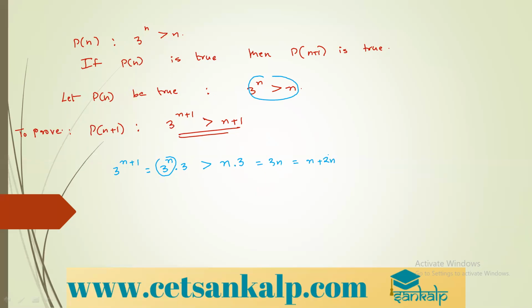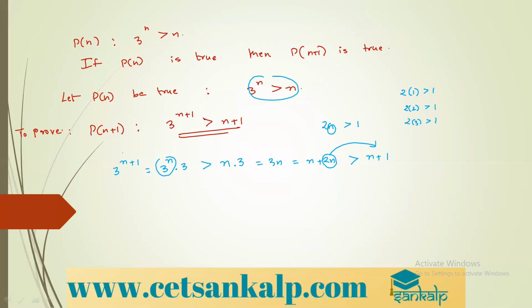And of course, whatever be the number, 2n will be greater than 1. I'm very much sure, because n is a natural number. Like if I take n as 1, 2 into 1 is greater than 1. 2 into 2 is greater than 1. 2 into 3 is greater than 1. So I know 2n is greater than 1. So I will write this will be greater than n plus, instead of 2n, I will write 1.